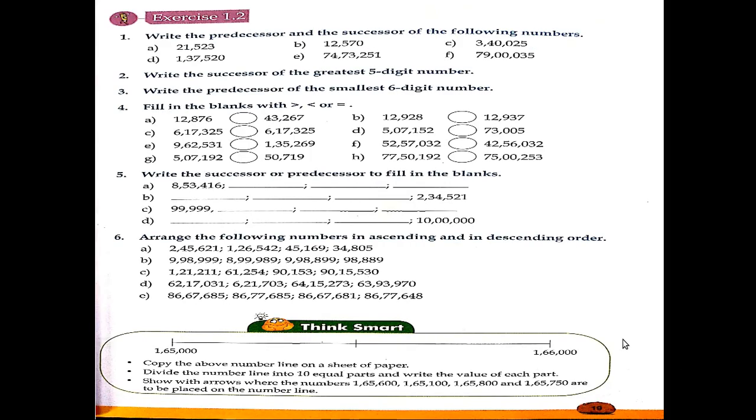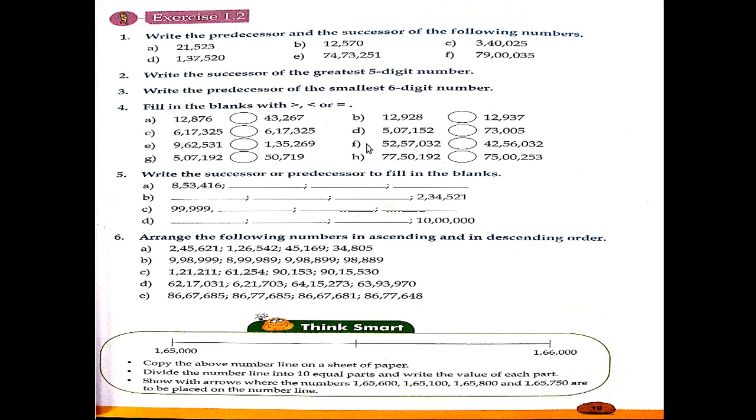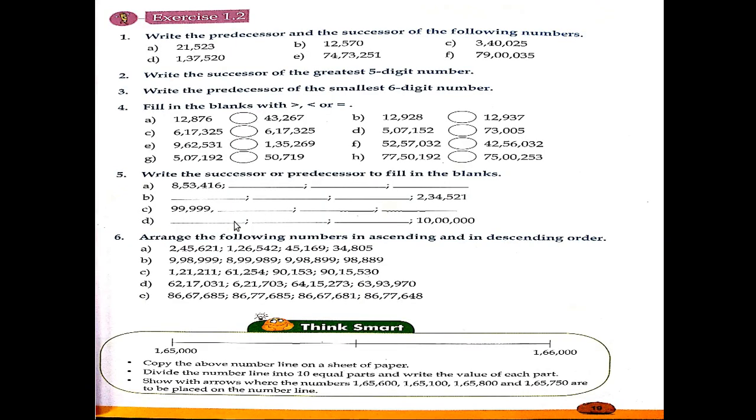Okay, now this is your exercise where you have to write the position and successor of the following numbers. Write the successor of the greatest 5-digit number, write the position of the smallest 6-digit number. I have taught you before. You have to use the greater and smaller sign here. Then you have to write the successor and position, fill in the numbers, and arrange the numbers in ascending or descending order. I have taught you.